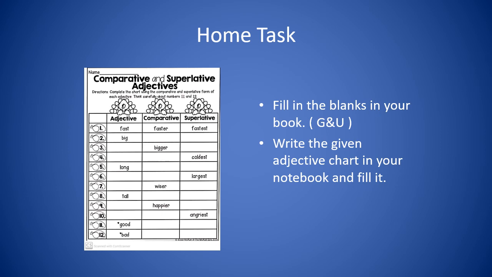Again, I am telling you, this is not included in your exams. This is just for your guidance and to make this topic more clear. This is for your practice. Just note it down in your notebook and fill the missing places, missing degrees of adjectives.